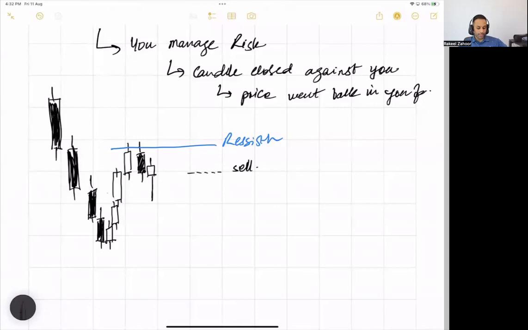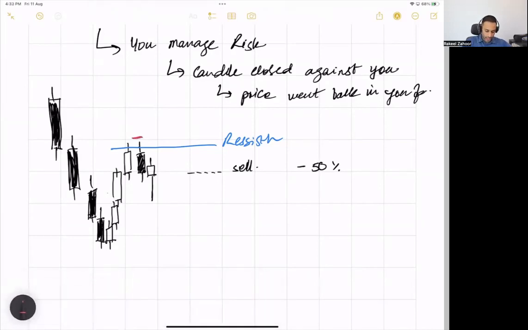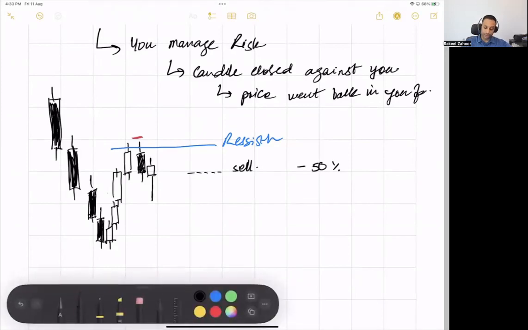Now you're saying, okay, what can I do now? Let me close 50%. So you close 50% right over here. As you've closed 50%, your stop loss essentially is above the previous candle right here, so you still have the position open. You've closed 50%, and now you're just waiting to see what's going to happen next, right?